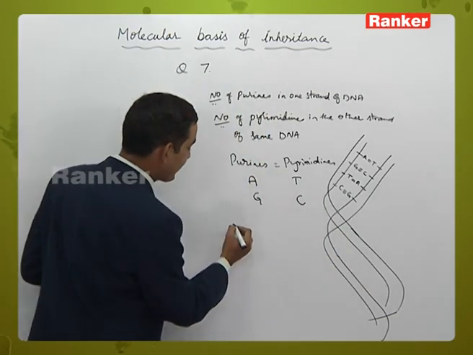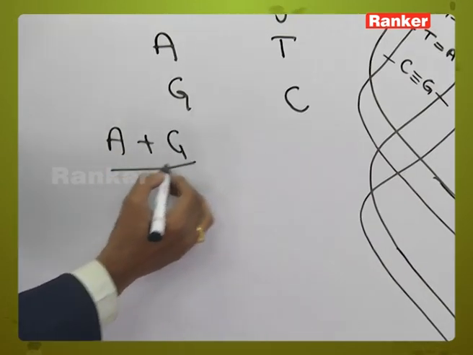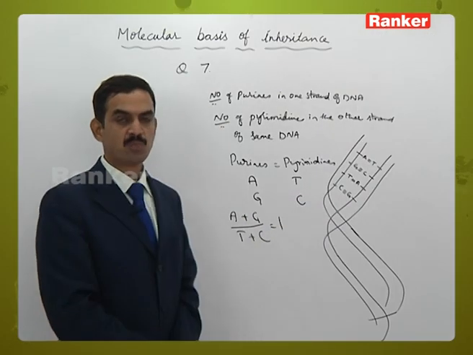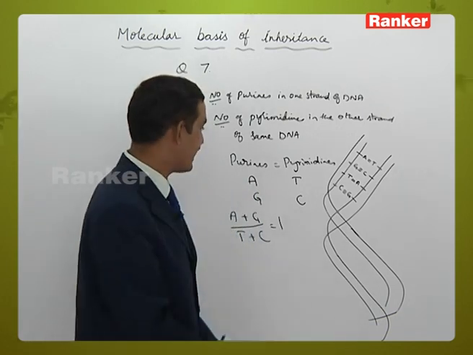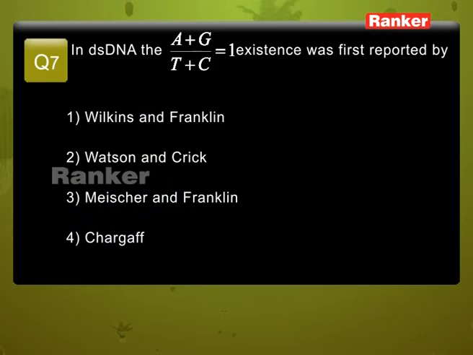That means whatever the number of adenine plus guanine, that is equal to thymine plus cytosine. That concept of ratio, that is the proportion of purines and pyrimidines in a 1:1 ratio, was given by a scientist called Erwin Chargaff. So question number 7, the correct answer is 4.